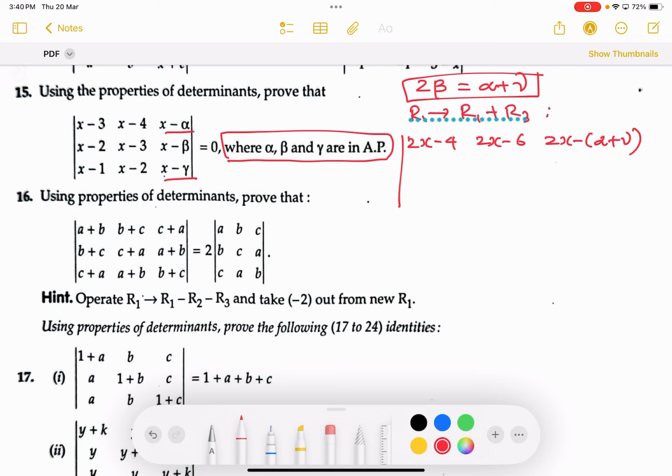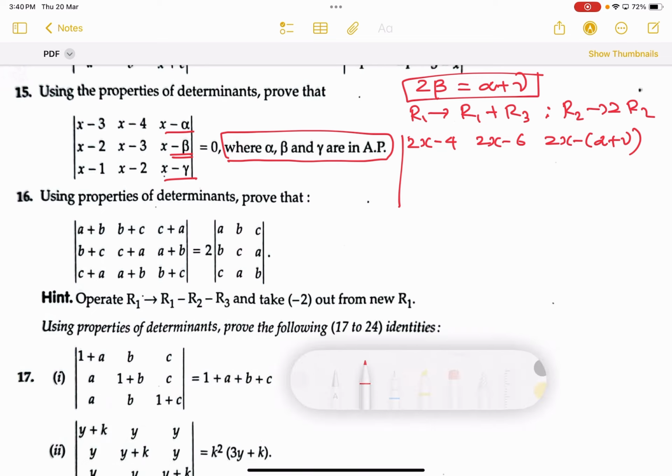Shall I do row 2, because here beta is there. I want 2 times beta. So shall I replace R2 with 2 times R2? Yeah, sure, because I want 2 times beta, right? Replacing R2 with 2 times R2 will be correct. Then we can take that the rows will be identical. Yeah, 2 beta, that's why multiplying with 2.